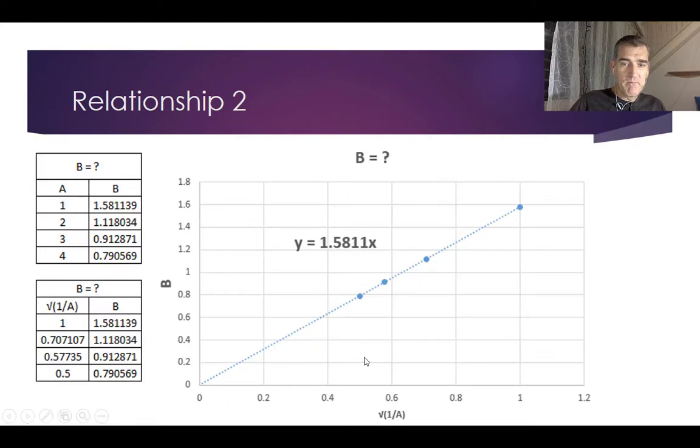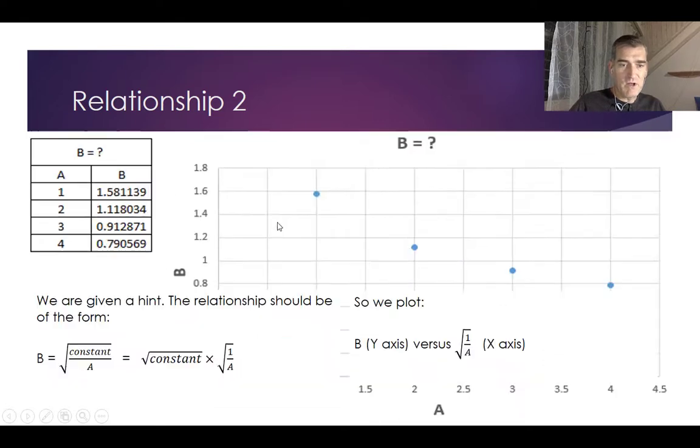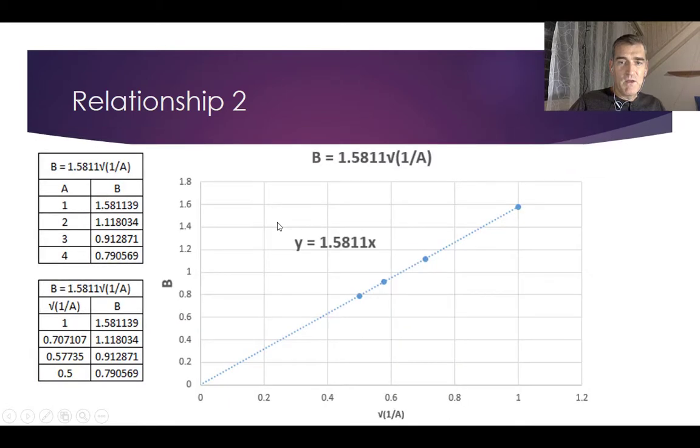Do that, there we go. So we get a perfect line through the origin, which says that basically b is 1.5811 root 1 over a. And if you compare that number with the proposed relationship, which we have as root of a constant, that means the constant is 1.5811 squared, which actually turned out to be exactly 2.5.